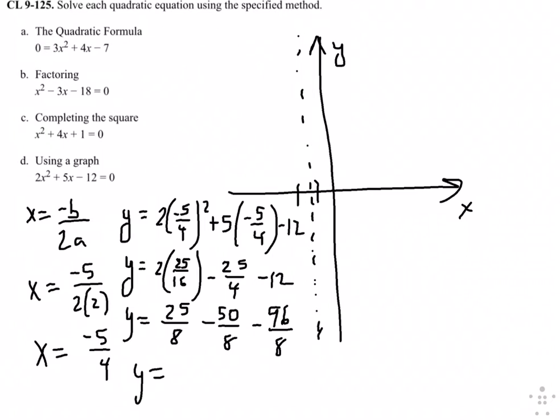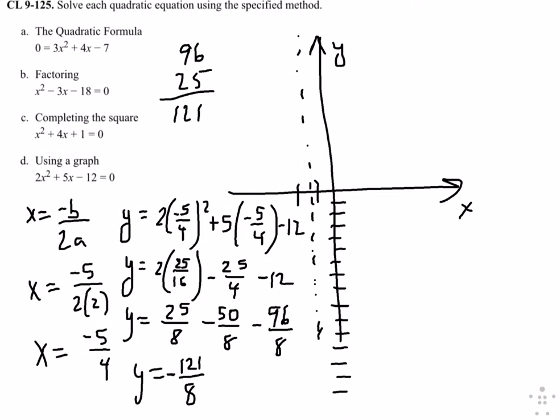So y equals 25 minus 50 is negative 25, minus 96. So again, 96 plus 25 is 121, right? 121 eighths. Okay, so this should be negative, right? So negative 121 eighths. This is a ridiculous problem to ask you to graph. I can't imagine that this is reasonable to graph. But let's do it. Okay, so we have successfully found the vertex.